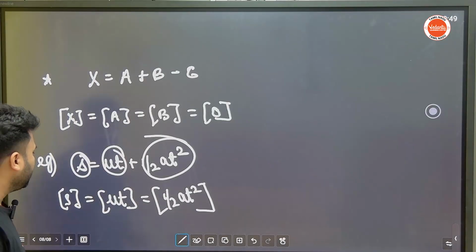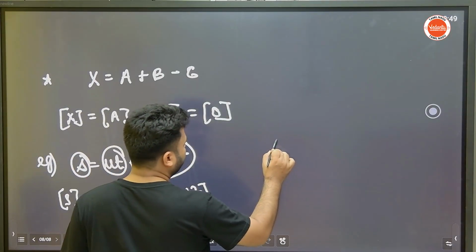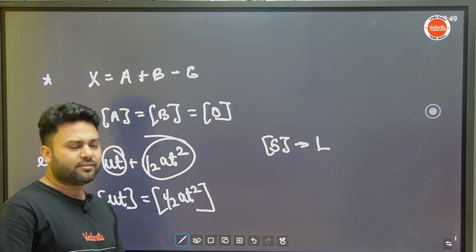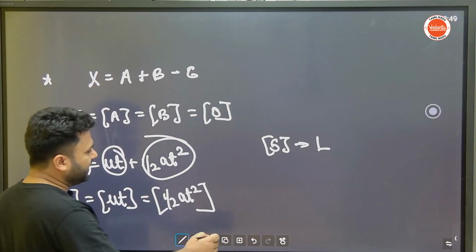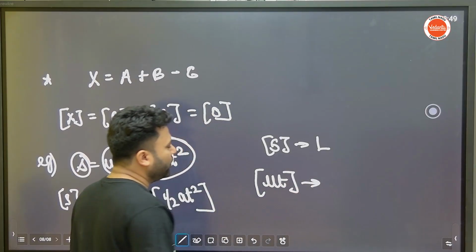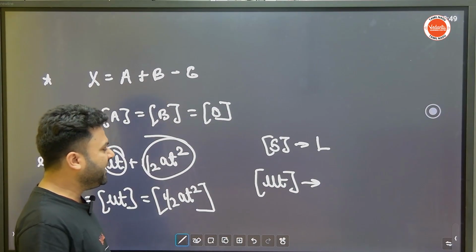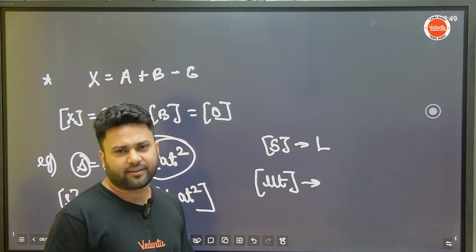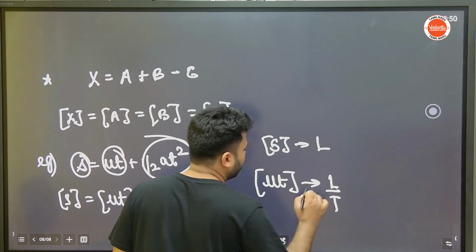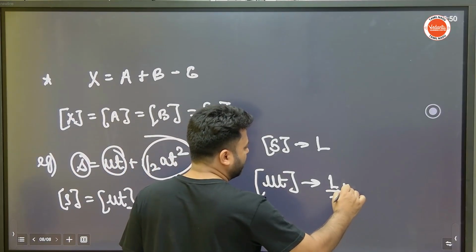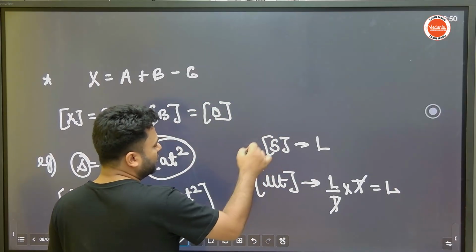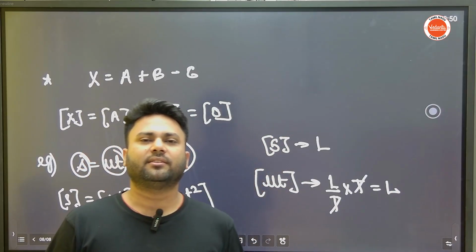You can check also, like dimension of s will be what? Length, s is distance. Ut, dimension of ut. So u is what? Speed. Speed means meter per second. SI unit meter per second. So meter per second multiplied by time. Time cancel. See, again it is coming L. So both these dimensions are matching.